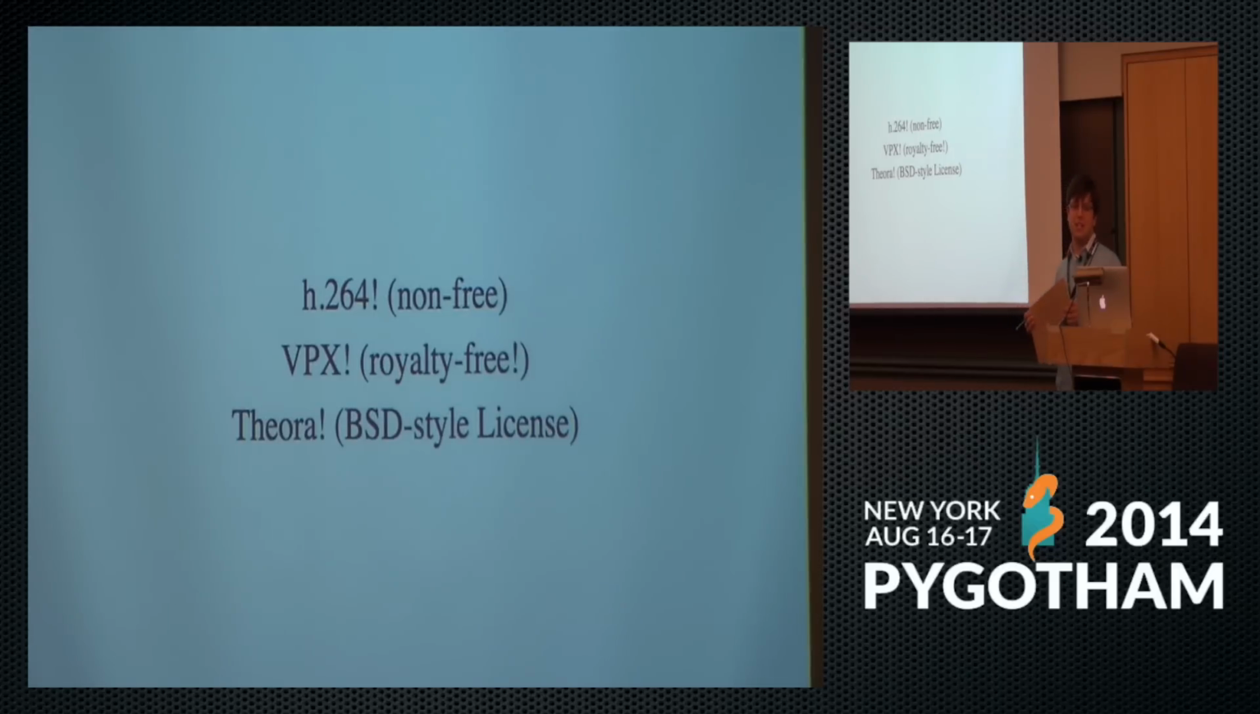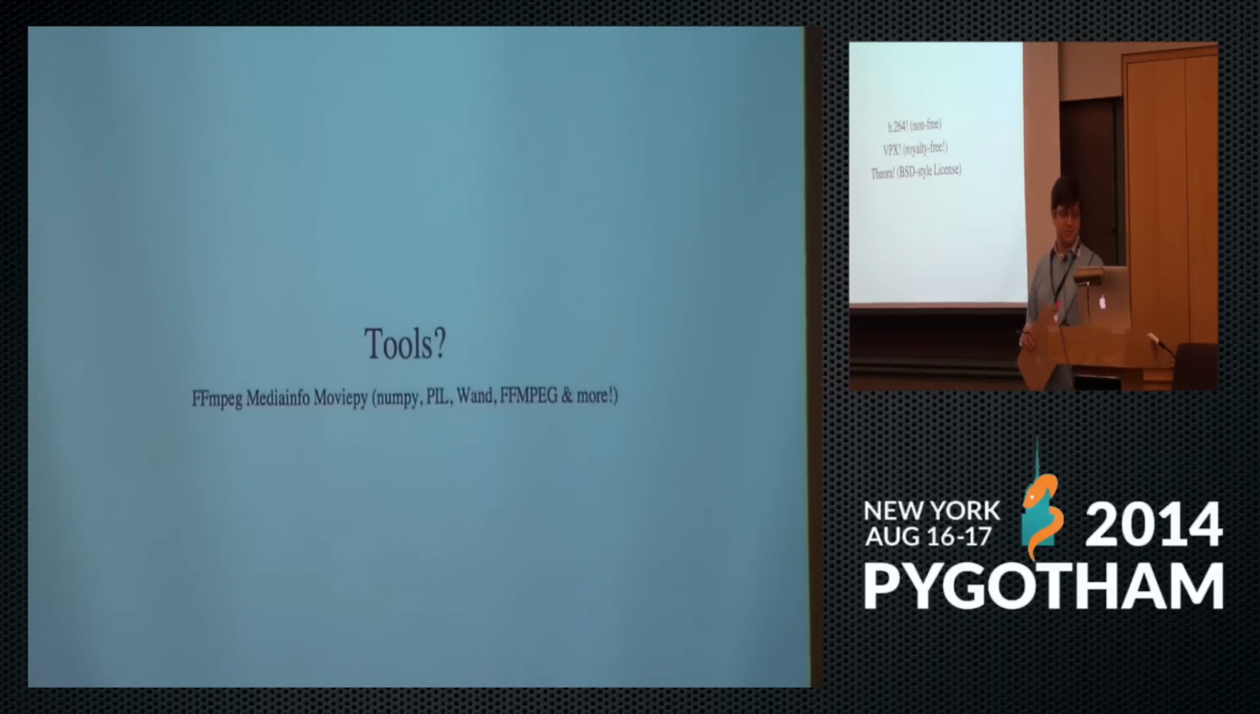It's owned. It's proprietary. There's VP8, which is owned by Google, but is royalty-free and is, I believe, open source. And then there's Theora, which is a BSD-style free license. The reason I chose these three codecs to talk about is because they're the main ones that HTML5 browsers really support. If you're trying to make a video element for your website, you can use these, and you'll generally get a working video element out of it.